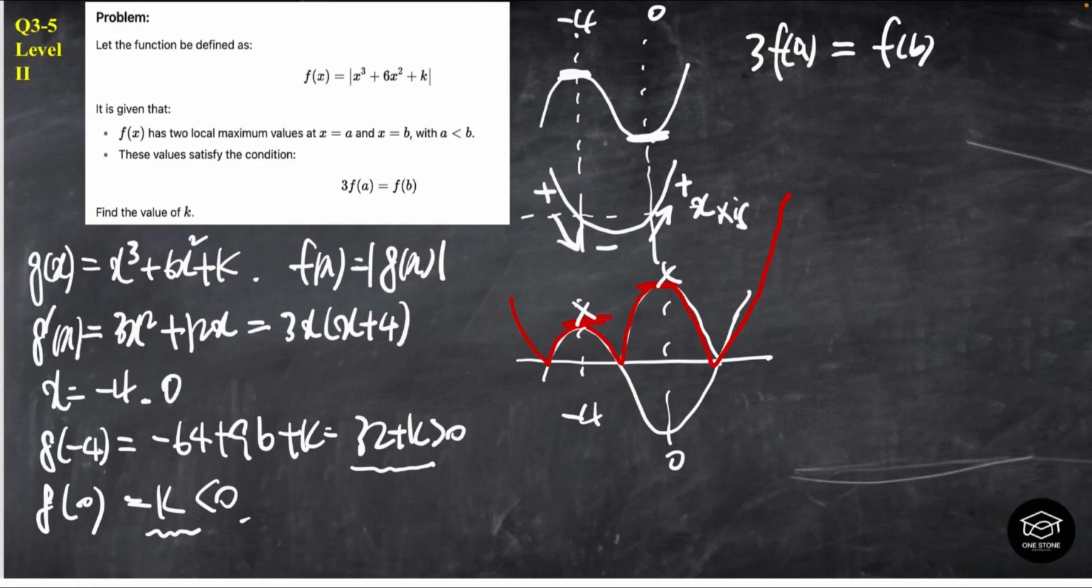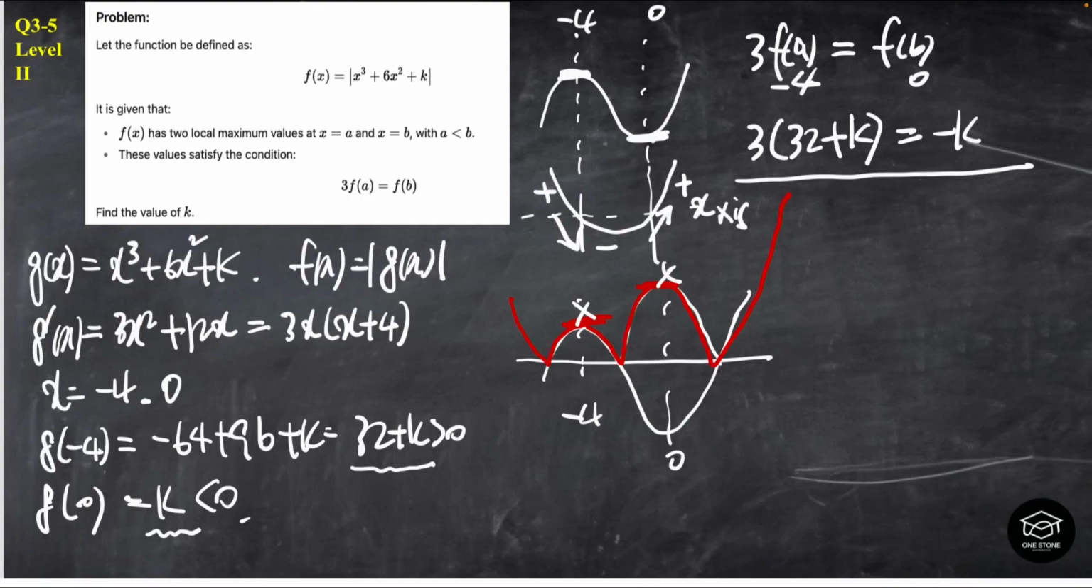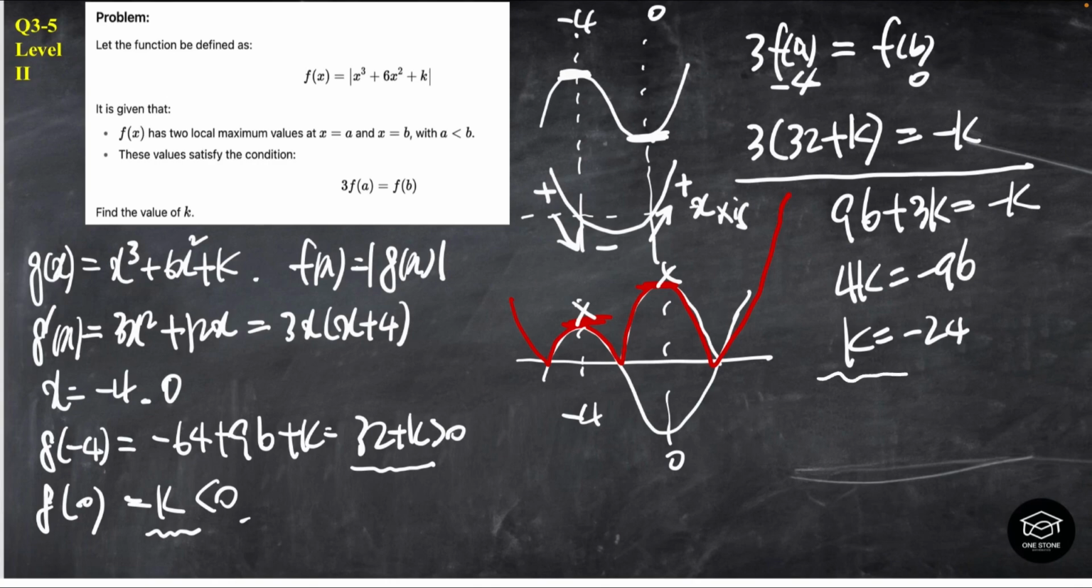Now, because g of -4 is positive, f of -4 is just g of -4. And because g of 0 is negative, f of 0 is the opposite of g of 0, or -k. So our equation becomes 3 times the quantity 32 plus k equals -k. Distribute the 3: 96 plus 3k equals -k. Bring all terms to one side: 4k equals -96, so k equals -24.